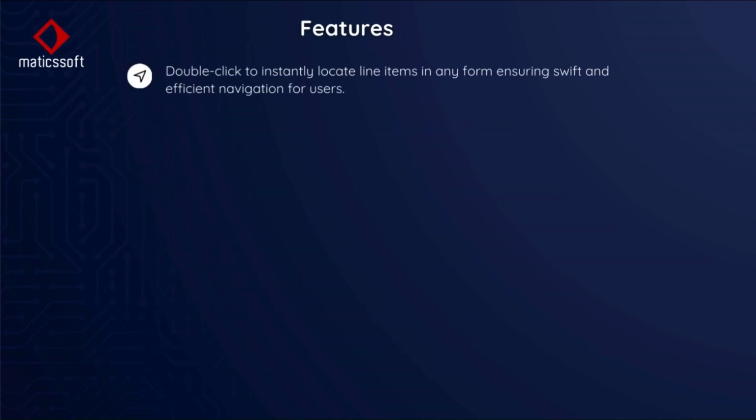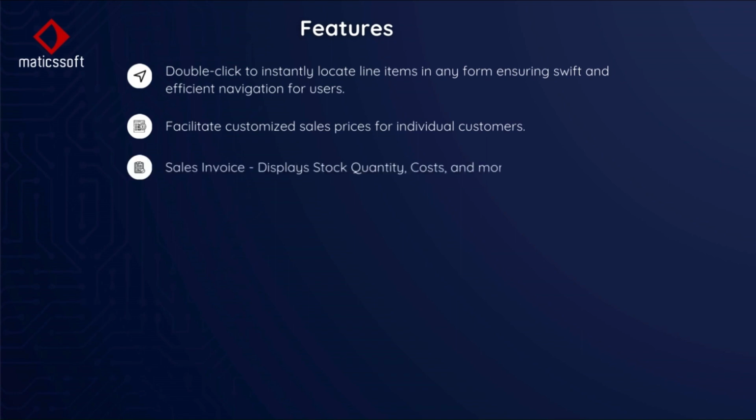Moving on, the user can also locate line items in any form by double-clicking, ensuring users experience efficient and prompt navigation within the system. Also, one can provide customer-wise sales price, enhancing flexibility and customer-centric pricing strategies. In the sales invoice, users can view stock quantity, costs, and additional details for comprehensive insights into the transaction.